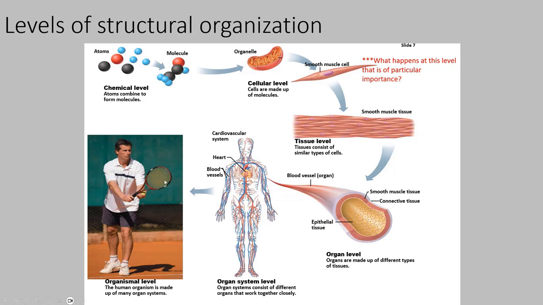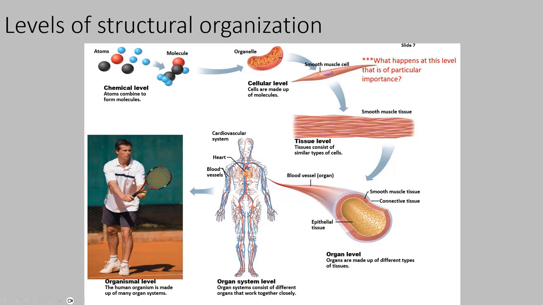And lastly, we get to the organism or the organismal level. Organismal level is a group of organ systems working together to perform a similar function. And that function is to keep you alive. All of our different organ systems have different jobs, but they all work together to keep us alive.